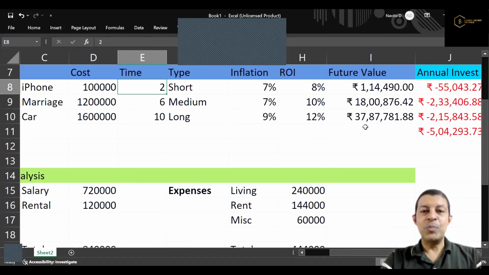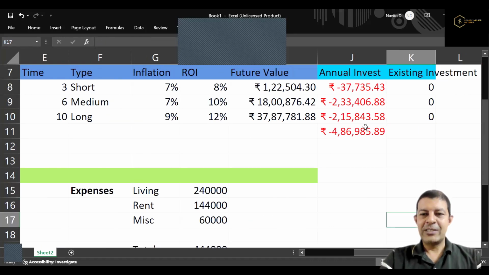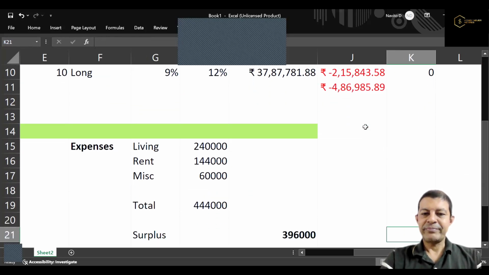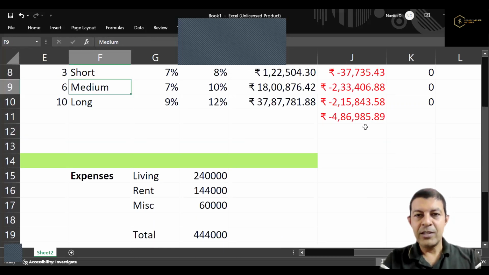So he's ready to delay his iPhone. Let's keep it at 3 years. Then we have 4 lakhs 86,000 which is required. Still not sufficient. Ramesh says that he may get an increment in the subsequent year, but he's not sure. So if he gets an increment, it can be utilized for other goals.